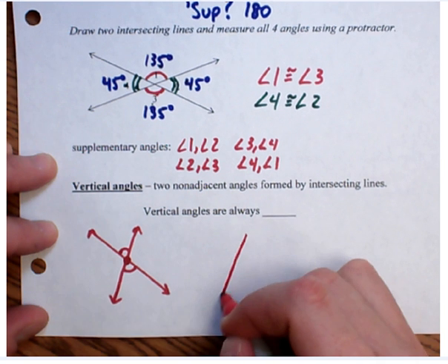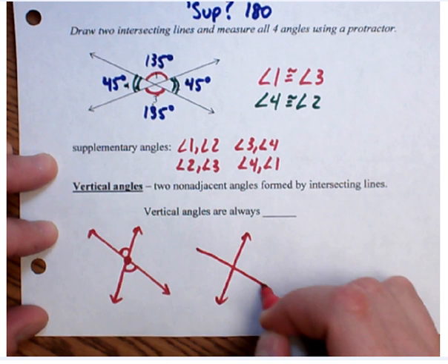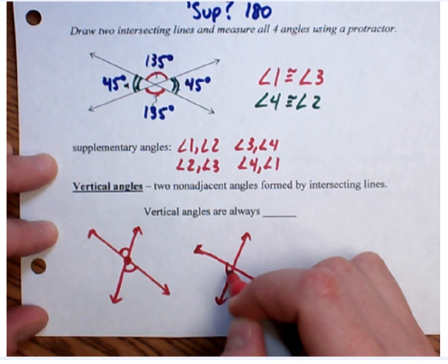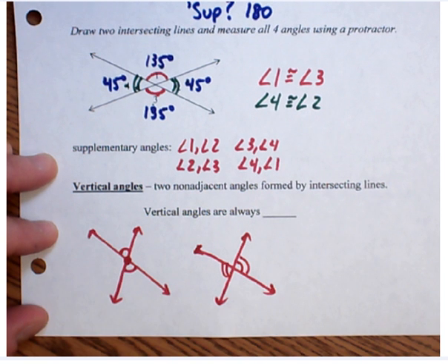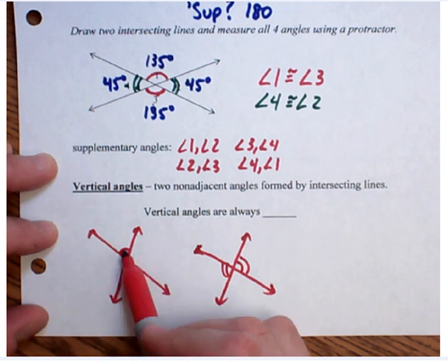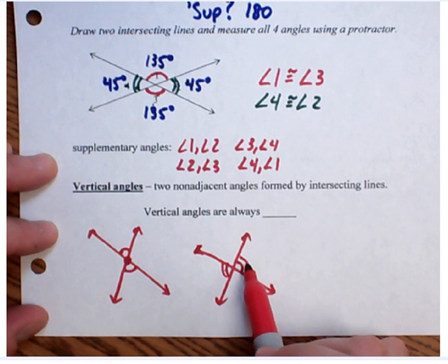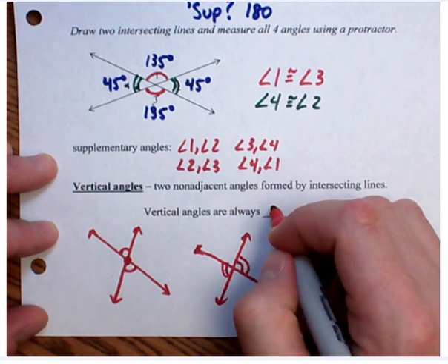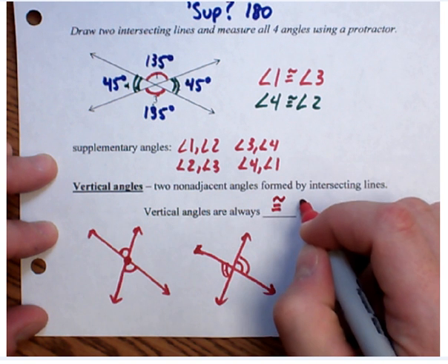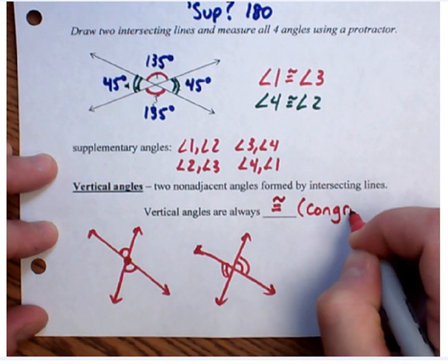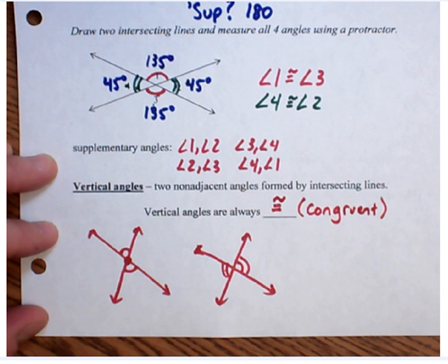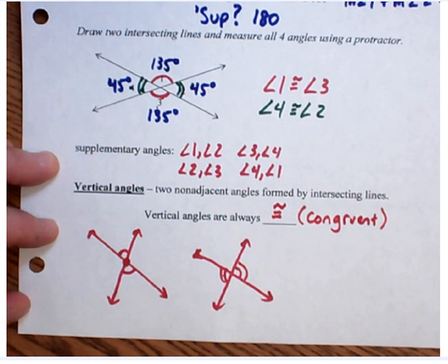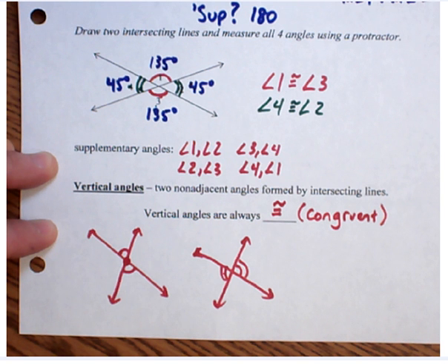If I draw the same picture, I can also say these two are congruent. Those are vertical angles. That's a pair of vertical angles, and here's a pair of vertical angles. Vertical angles are always congruent. Always congruent. So supplementary means they add up to 180. Vertical angles, they have to be congruent. Now what we'll do, go ahead and flip your notes over. This is the end of part 1, and we'll get to part 2 next.